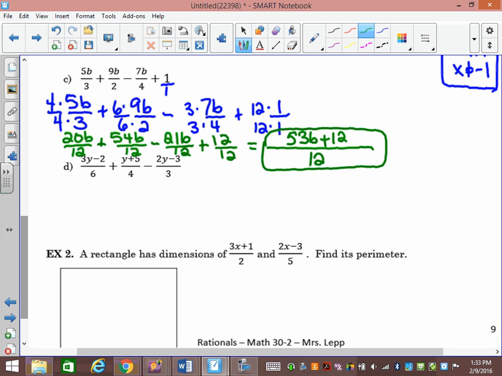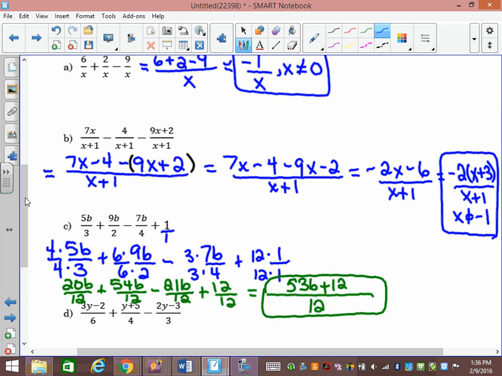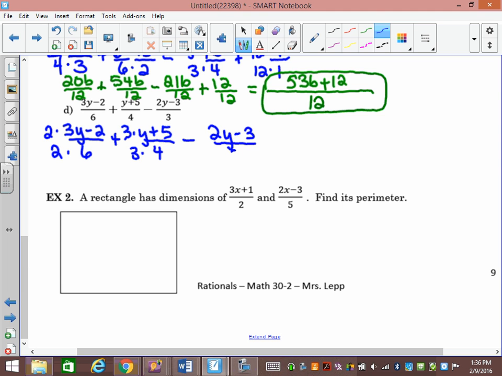You guys tried D. What common denominator can I get, Bree? 12 again, yeah. So this first one, Mason, what do I times it by? 2. Joe, next one, what do I times it by? 3. Coleman, what's the last one? Yeah, 4.